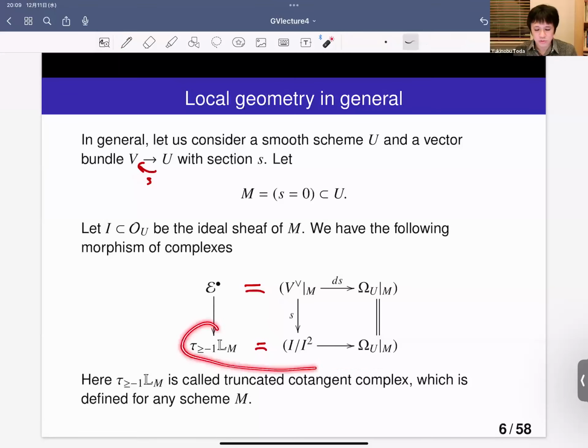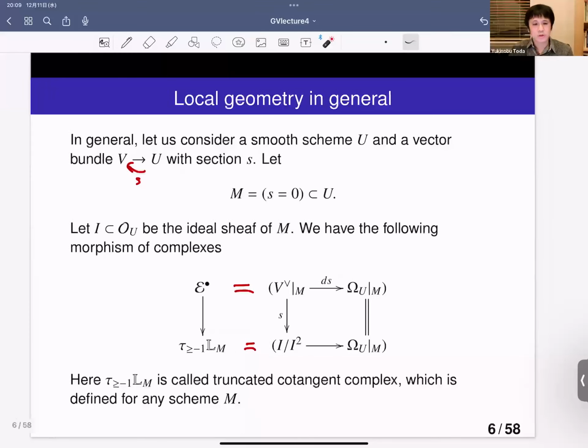The bottom one is called the truncated cotangent complex. A priori, this is defined by locally embedding M into some scheme U and writing it as the zero locus of some section. But this is defined somewhat intrinsically. So this is well defined and independent of the choice of this embedding. And then there is such a map. And this map governs the so-called deformation obstruction theory, at least locally.